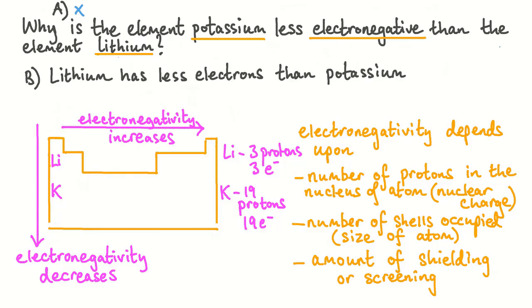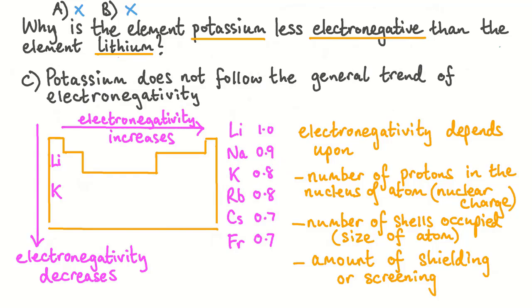Statement B suggests that lithium has less electrons than potassium. On the face of it, this statement is true. Lithium contains 3 electrons and potassium contains 19. Simply stating how many electrons each atom has does not attempt to explain how many shells are occupied or the degree of shielding in each atom. There's also no mention of the nuclear charge in each atom in this statement, and therefore it doesn't provide an explanation at all. Statement B is not the correct answer.